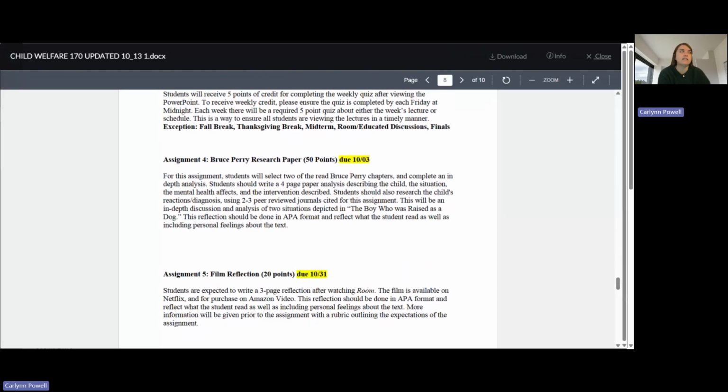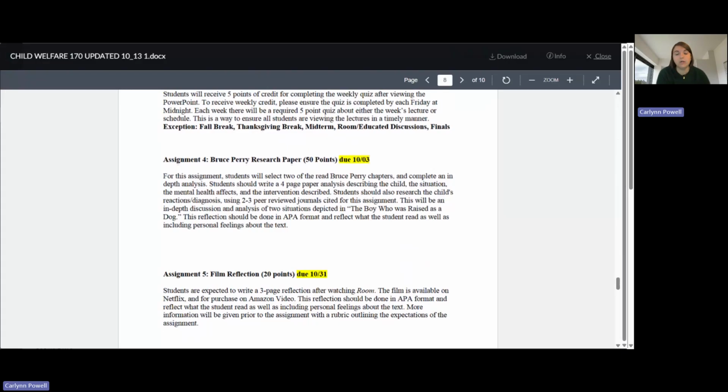So think of this as a client. You're describing the child, what caused the issue, what happened, what were the effects, and then what Dr. Perry did that was successful or did not end up being successful. And then additionally, using 2 to 3 peer-reviewed journals to talk about additional research with the reactions and diagnoses. So this is an in-depth discussion and analysis.